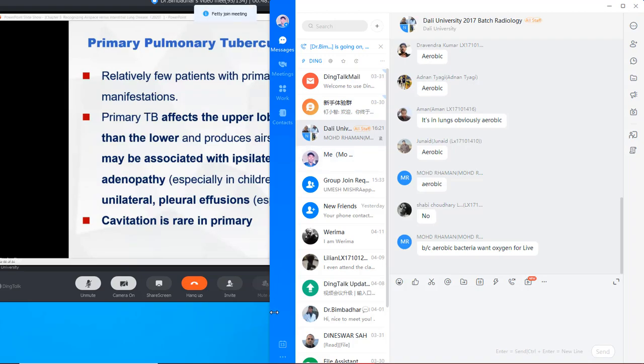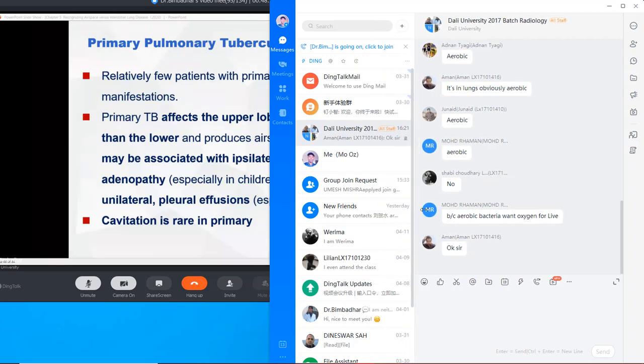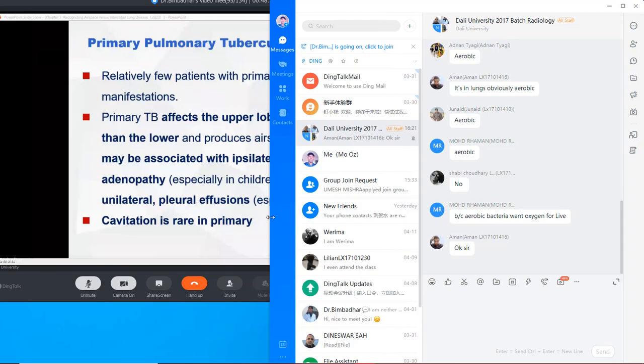Okay, aerobic bacteria, that's fine. But still, if it is in the lungs, it doesn't necessarily mean aerobic bacteria. We have aerobic bacteria even in lungs. We have anaerobic bacteria even in lungs. So that's not how you remember that.